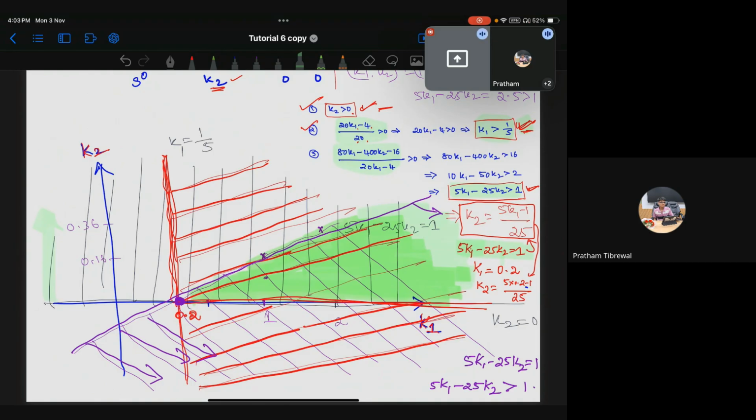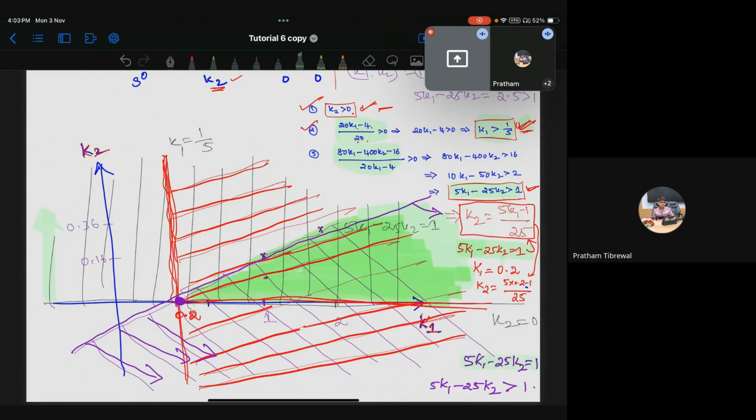Okay, k1 and k2 we understand, but how do we take the intersection, because in earlier questions we took only one variable, k? Listen. So what is the third condition? 5k1 minus 25k2 greater than 1.